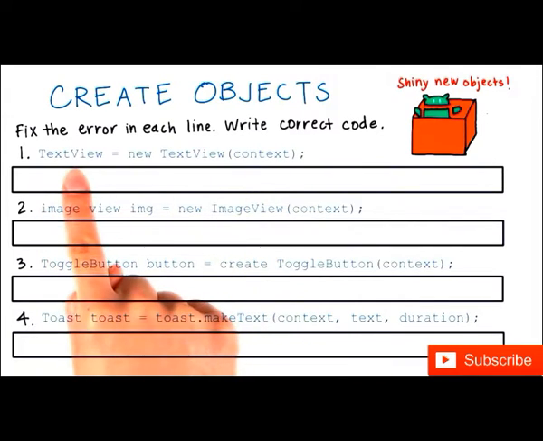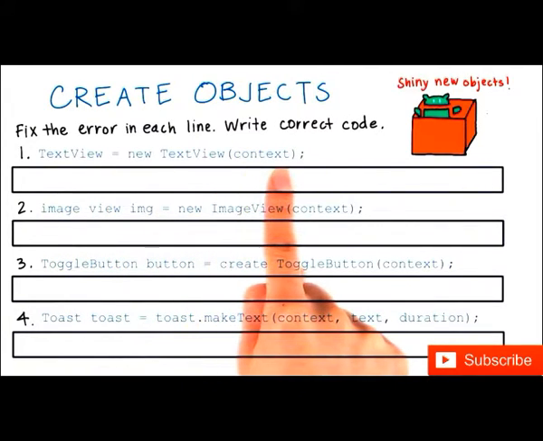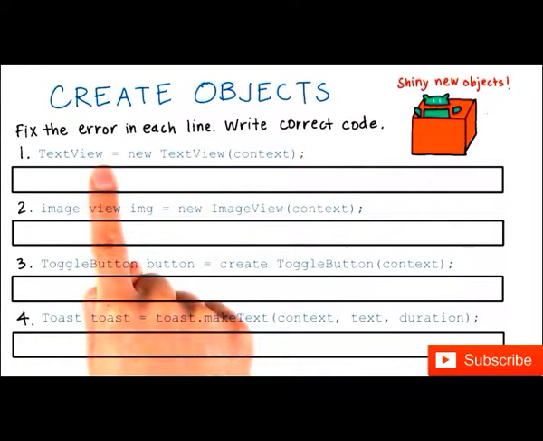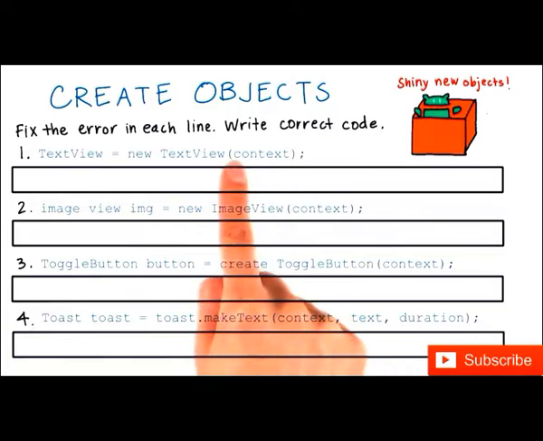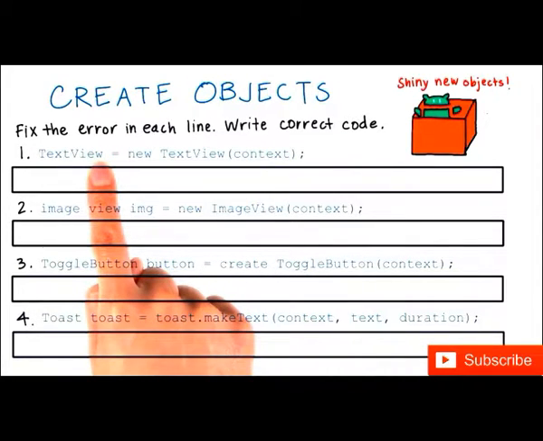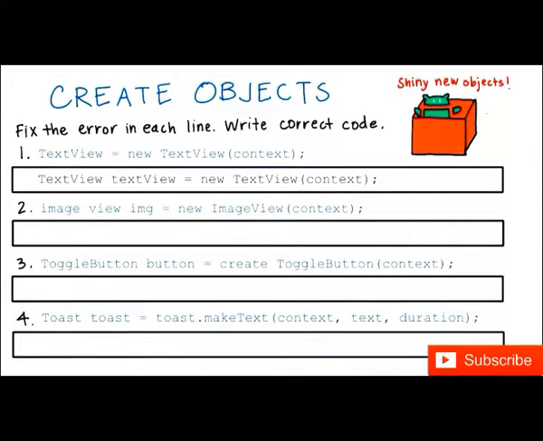Let's do the first one. It says TextView equals new TextView, and then we pass context in as an input parameter to the constructor. The problem with this line of code is that we're creating a new object, but we're not storing it properly in a variable. We're saying that the variable should have data type TextView, but we forget to give it a variable name. So the correct code would look something like this: TextView followed by a variable name, and then equals new TextView. You can call the variable name something else, but we just chose to use textView with a lowercase t. So in this case, the error was missing variable name.